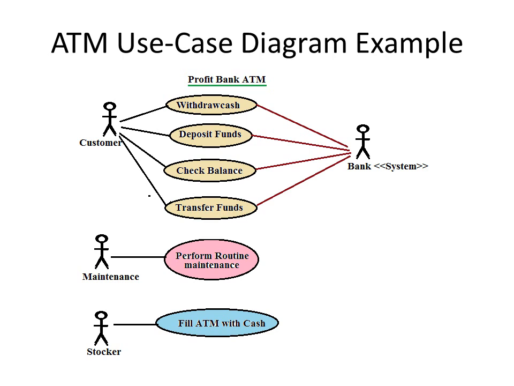We have here 6 use cases. What does it mean? We have 6 requirements, 6 features, which are withdraw cash, deposit funds, check balance, transfer funds, perform routine maintenance, and fill ATM with cash. And you can see here, for each actor, there is at least one use case associated with it.